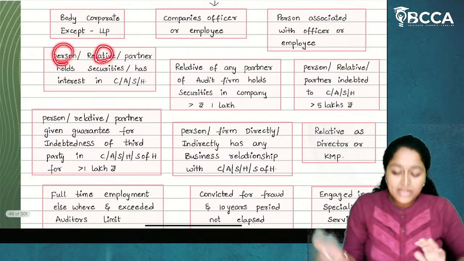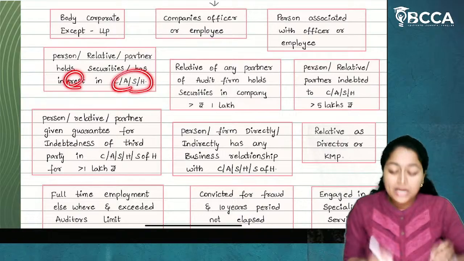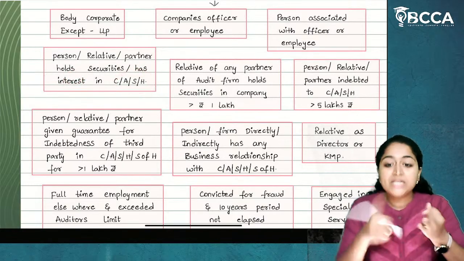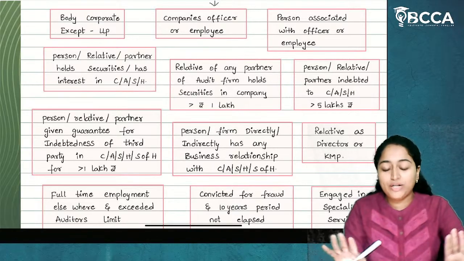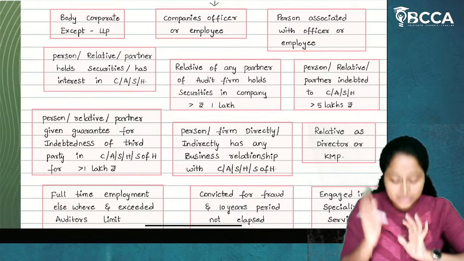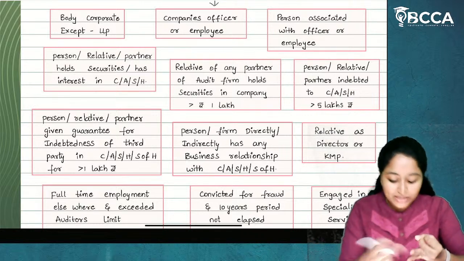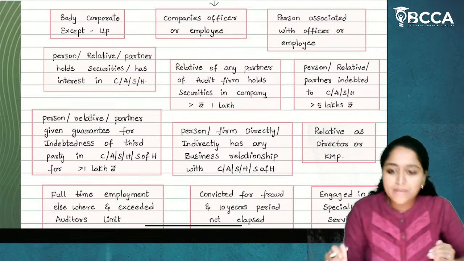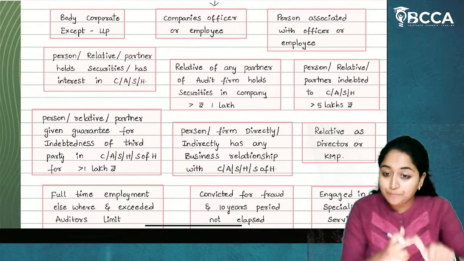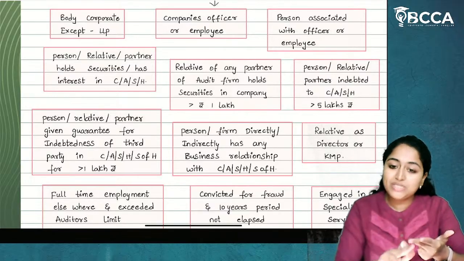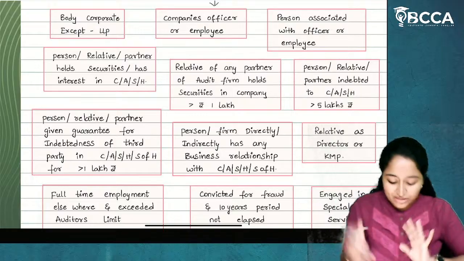Person, his relative, or his partner holds securities or has an interest in the company, associate company, subsidiary company, or holding company. If they have any kind of securities or any kind of interest in the company, then either the person, or his relative, or his partner, if any of them has it, all three are disqualified, and that too in the company, subsidiary company, associate company and also holding company. In all the companies, all three are disqualified.